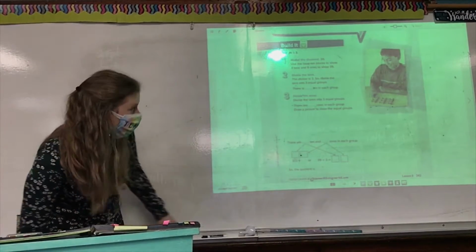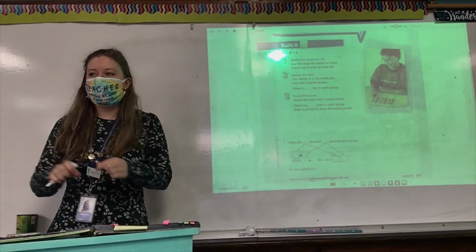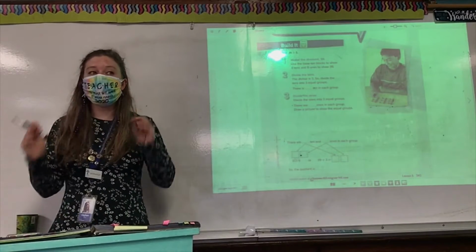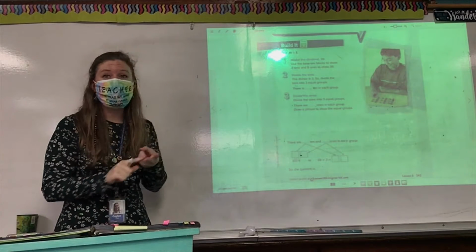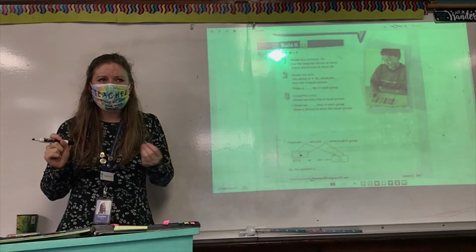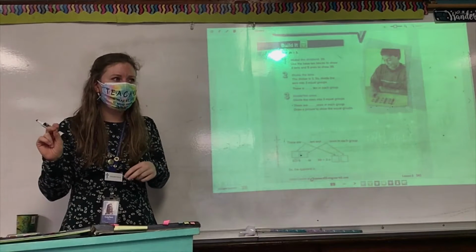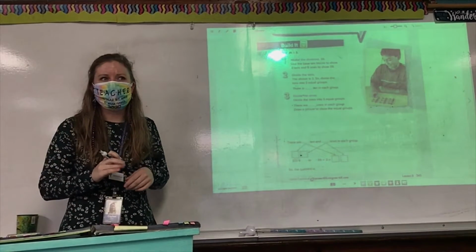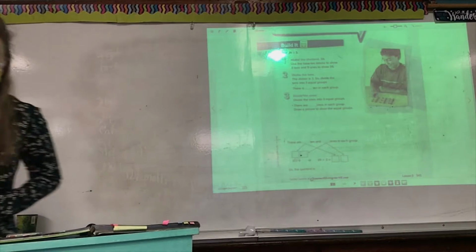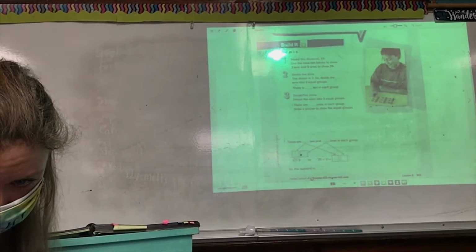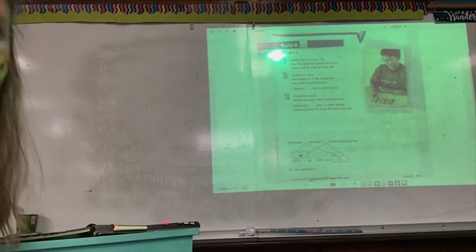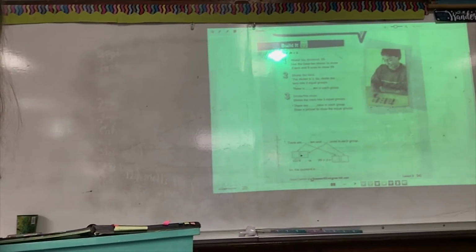So, remember, when we used models to add, subtract, or multiply, what place did we start with when we used our base 10 blocks? Which blocks did we always start with? What place did we always start with? Smith? The ones place. The ones place.